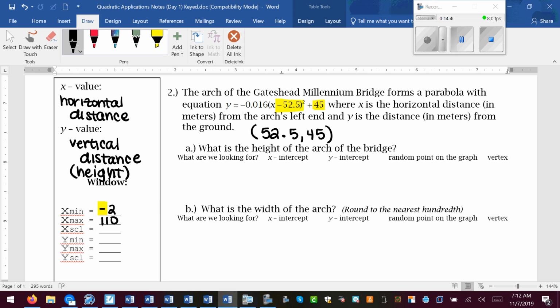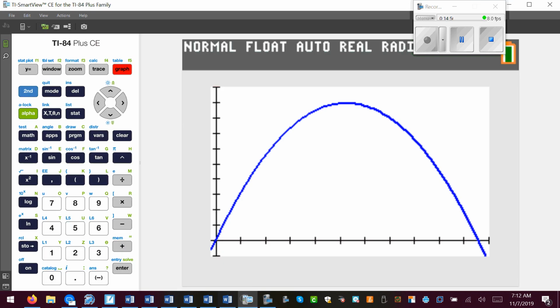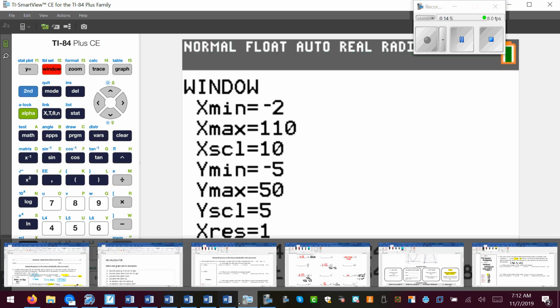-2 to 110, we count it by tens. -5 to 50, and we count it by tens. Oh, we count by fives on that last one.